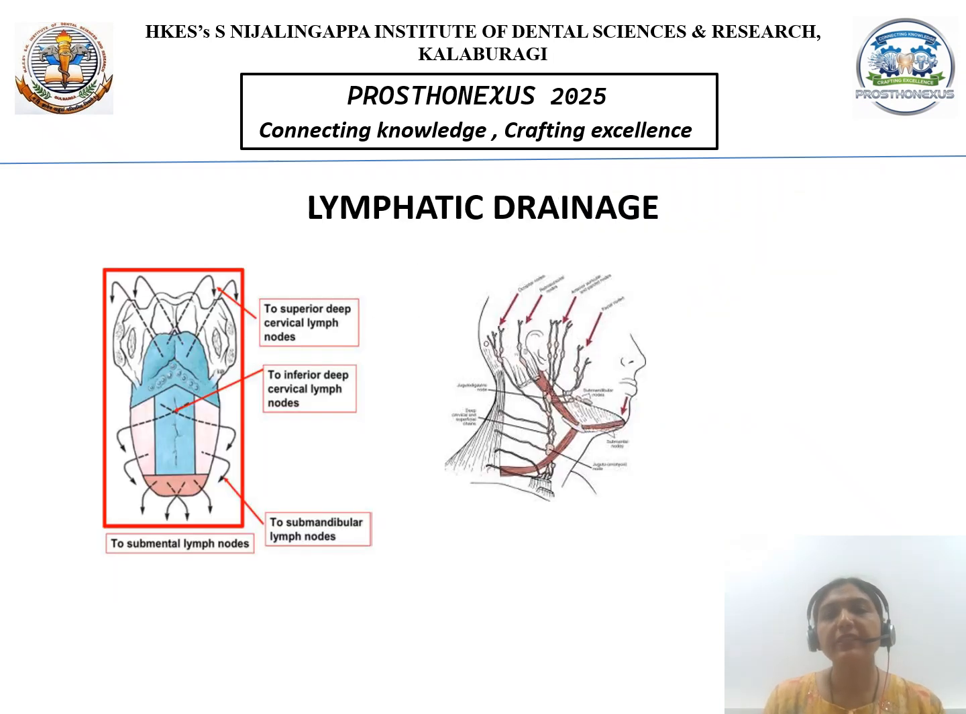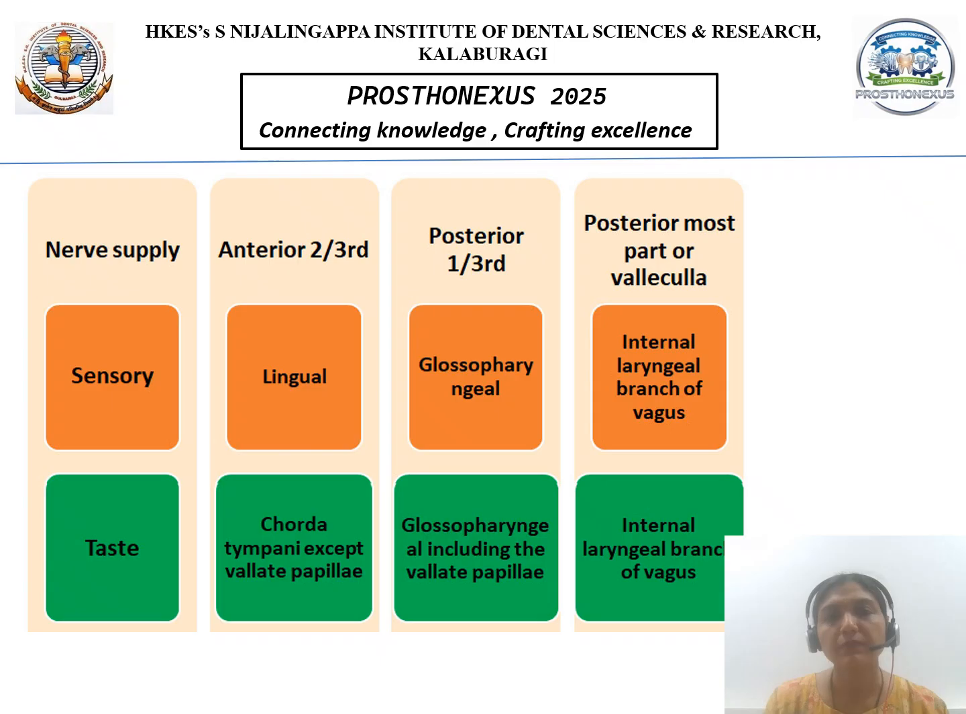The lymphatic drainage of the anterior two-third of the tongue is to the submental and submandibular nodes, but the posterior-most area is drained to the jugulo-omohyoid lymph nodes. As you can see here, the jugulo-omohyoid lymph nodes are the lymphatic drainage of the posterior area of the tongue. Now we have the nerve supply.